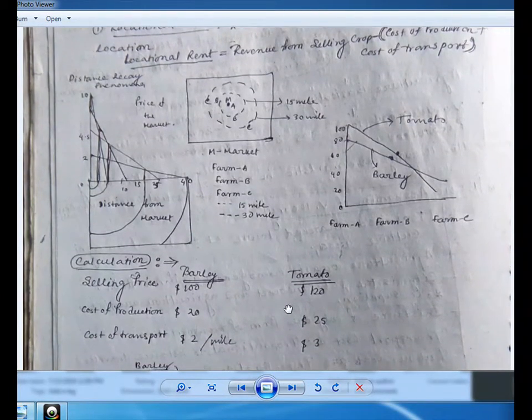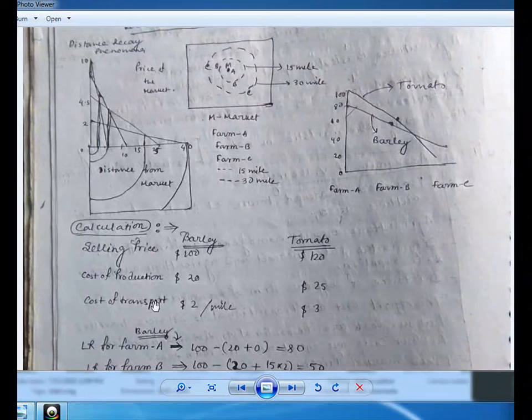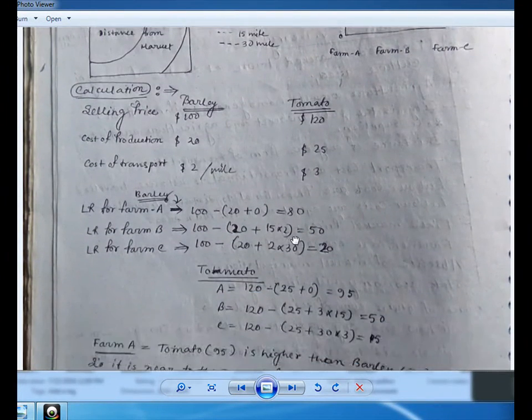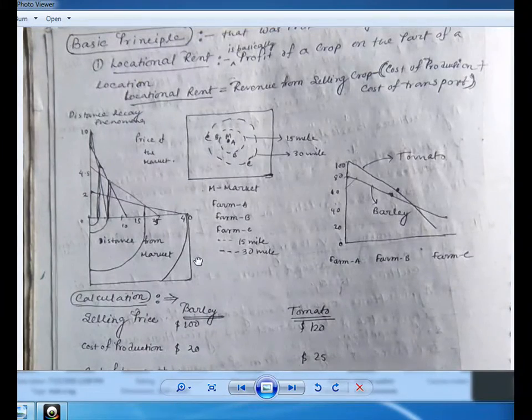So here you can see the tomato price is very low at a distance. Tomato at 95 is higher than barley, so tomato is grown near the market, because tomatoes have the higher rent there. But as distance increases, barley's value is 20 and tomatoes' price decreases. This is an important point. Barley has the higher rate. When distance increases, barley is the profitable crop. Okay, so next.